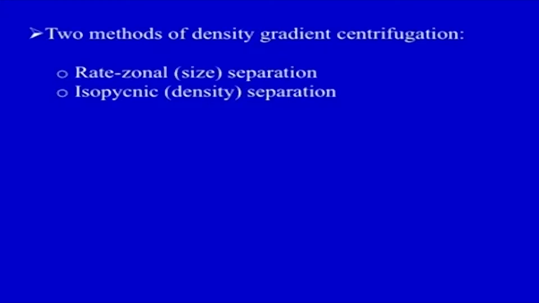All right. So, what are the two methods we were discussing in density gradient centrifugation? One is called rate zonal separation. This is based on the size of a particular analyte, and the second method is isopycnic or isodensity separation. Both of these methods are used for quantitative separation of components, determination of buoyant densities, and also for estimation of sedimentation coefficients. All right. So, let us start with the first one, rate zonal separation.